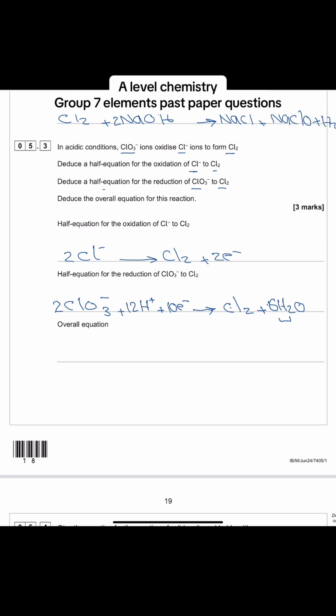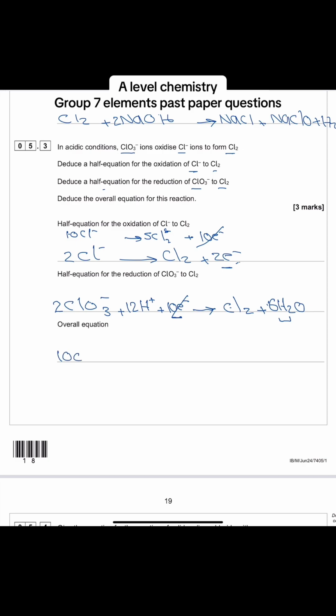Now, in the first equation, there are 2 electrons. In the second one, there are 10 electrons. To add these two, we need to balance the number of electrons on both equations. So the first equation, the oxidation one, we will have to multiply everything by 5. So that will give us 10 of the chloride, will give us 5 of the chlorine, and 10 electrons. Now add these two together, the electrons will cancel each other out, and then we add everything.